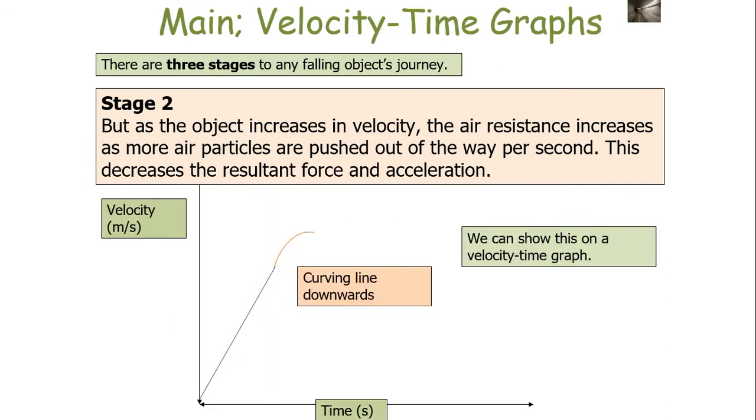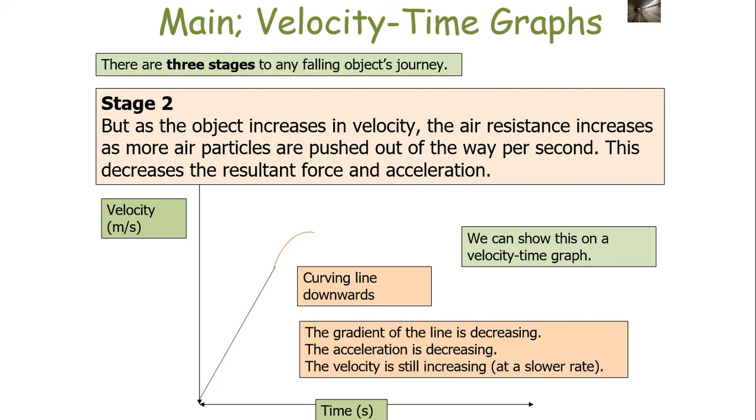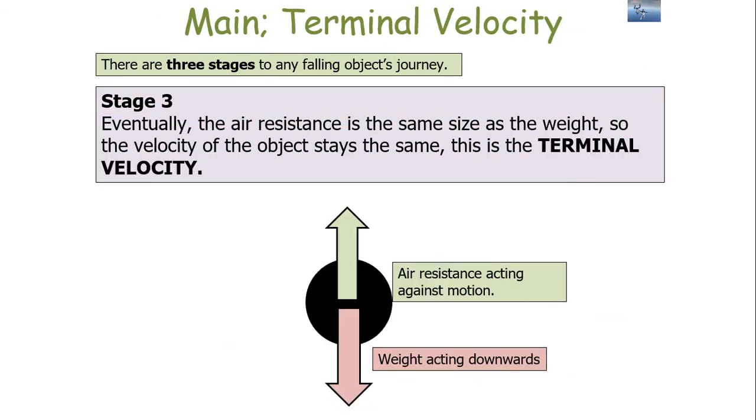So it's now accelerating but slow in its rate, so it's curving downwards slightly because the gradient of the line is decreasing and the gradient of the acceleration is decreasing. So the velocity is still increasing but at a slower rate.